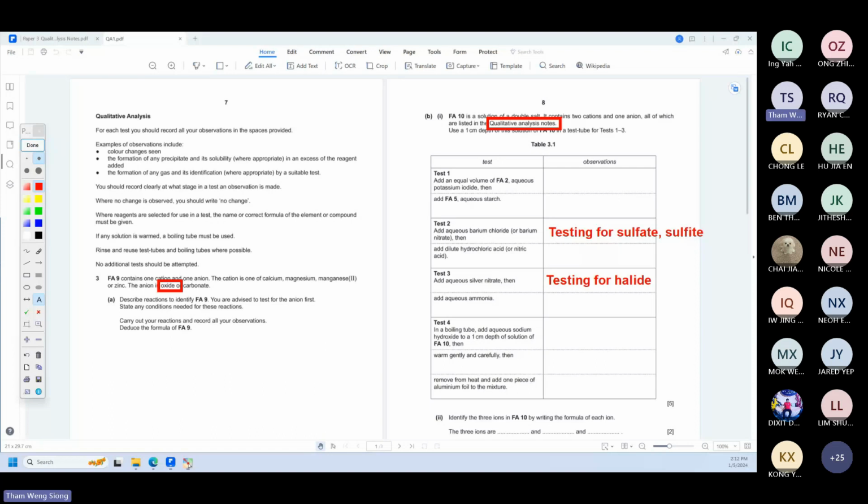Okay, now let's go on with this. The first thing I'll advise you is they already give you the advice to tackle for the anion already. Why they give you the advice to tackle for the anion is because most of the time, oxide and carbonate are insoluble. So most of the time, what happens with this type of question is it will most likely be a solid. They will be insoluble.